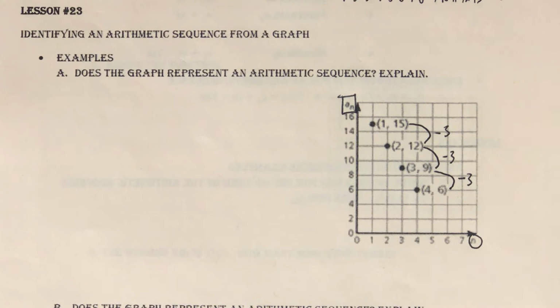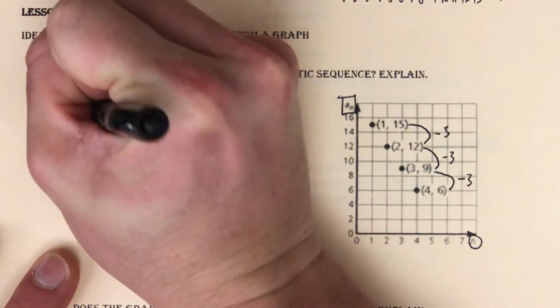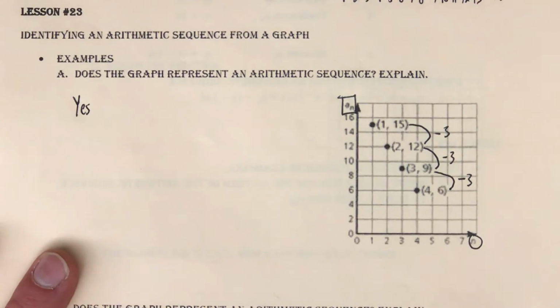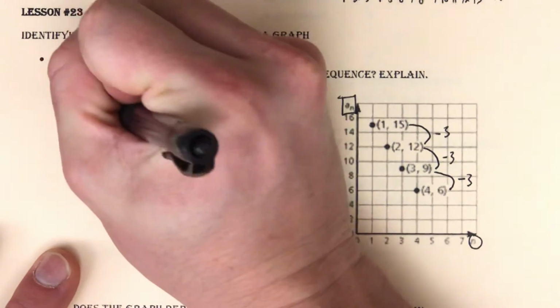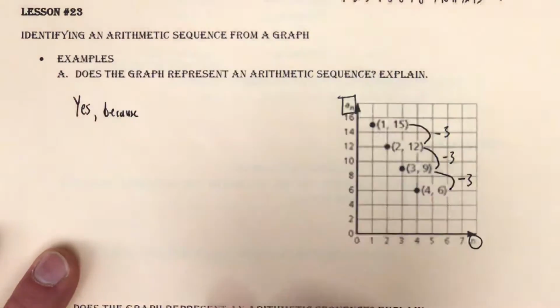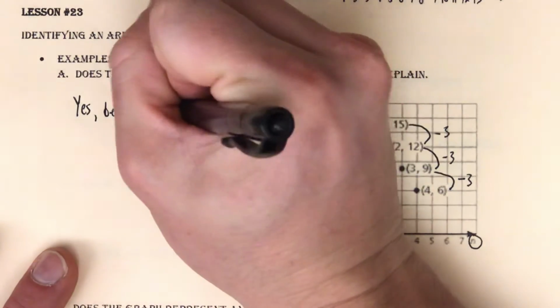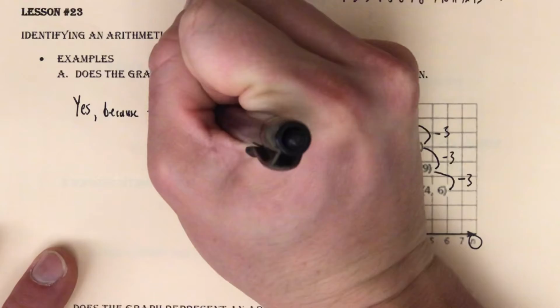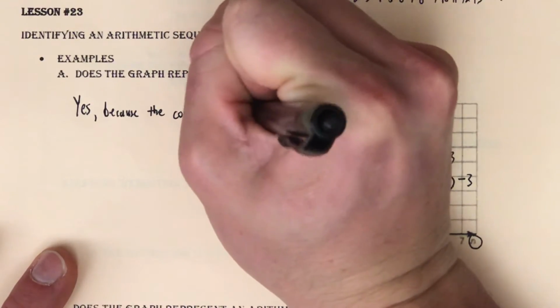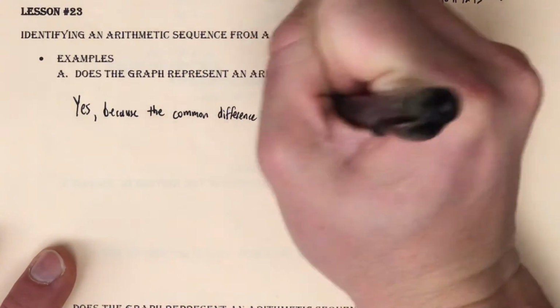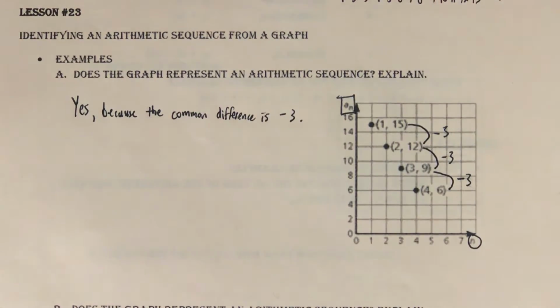And so when they ask me, does this graph represent an arithmetic sequence? Well, yeah, it's decreasing by 3 over and over and over. So I would say, yes, it does. And then it asked me to explain how I know. And I would just say, because the common difference, there's that word again that we learned about in vocabulary, is -3. So the common difference is -3.